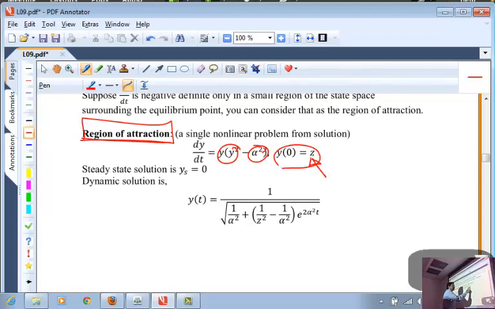I could change z. I could change the initial condition, and I'm trying to get a solution in terms of that. And the analytical solution for that particular problem is this. Okay, and alpha is greater than 0.